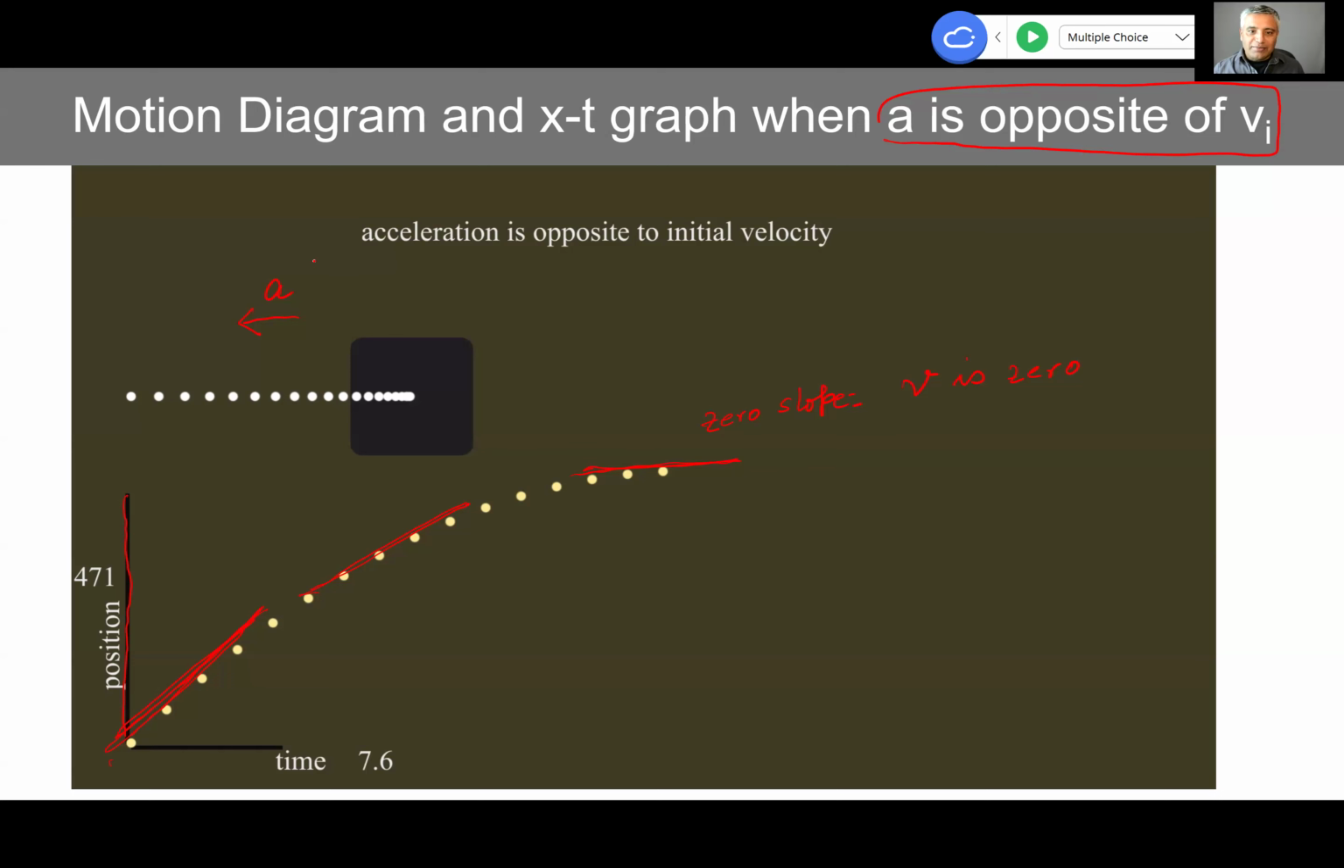How is this object going to behave after it stops for a brief moment? What's it going to do if it is still accelerating backward? So for example, for a moment, velocity is zero. Okay, velocity is zero, and now acceleration is in that direction. How would the motion of this object look?